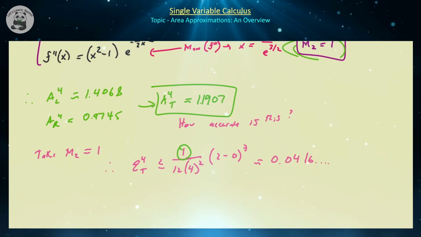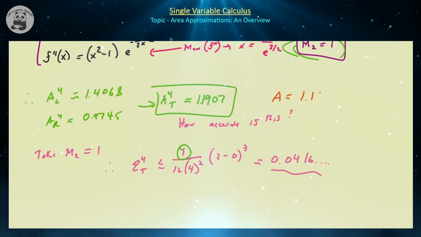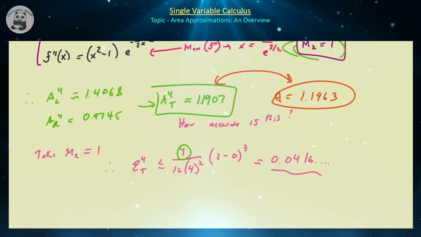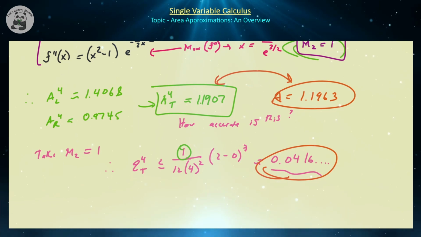If that is the case, and we compare to the actual area of 1.1963, notice how close we are for this accuracy. So we're guaranteed that the area is within 5% in decimal terms of the exact area.